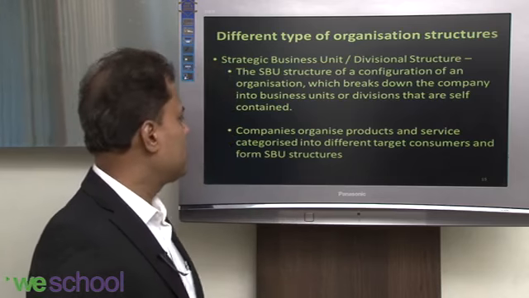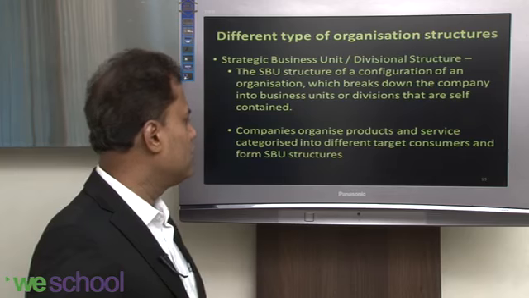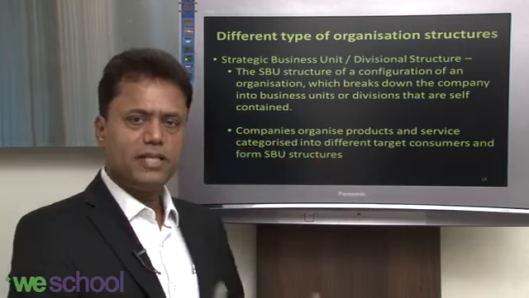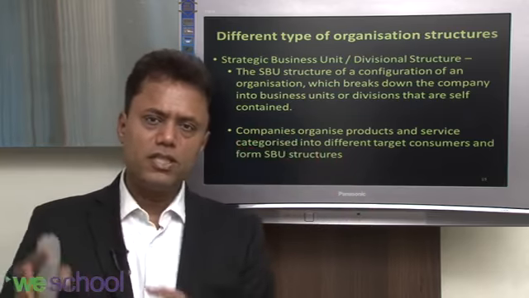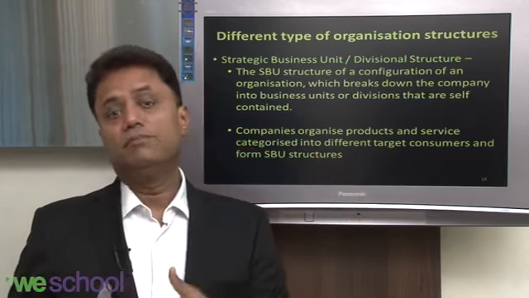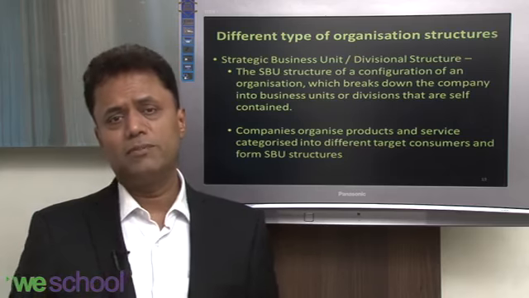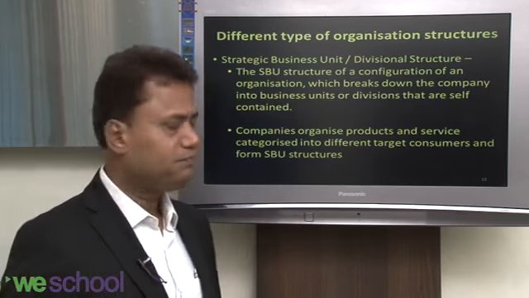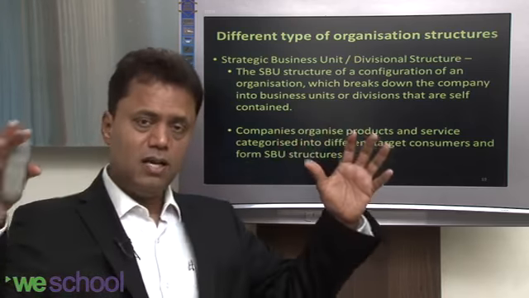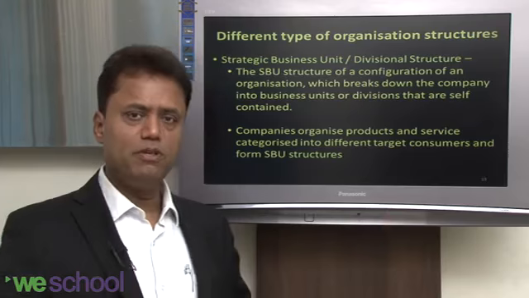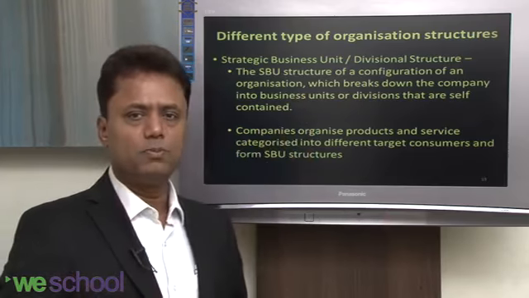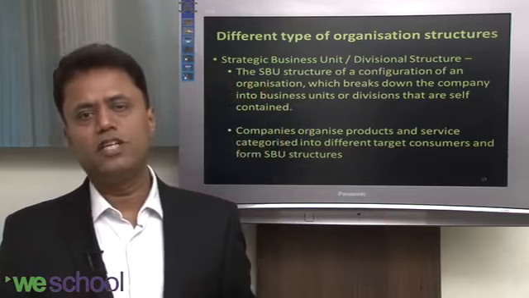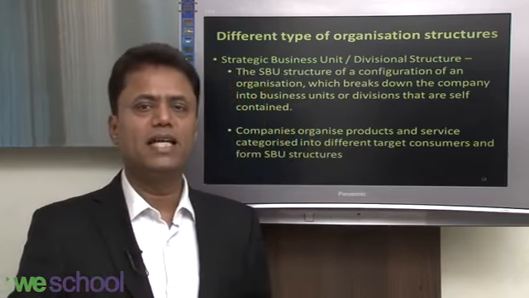Companies organize products and services categorized into different target consumers from SBU structures. So this is what I talked about. So different segments, different geographies, different business units, different product units. They become self-contained and independent to operate as an organization. So a particular company can have 3 or 4 such SBUs reporting into the group CEO. Each SBU will have its own CEO, and the group CEO will be the CEO for the entire organization.